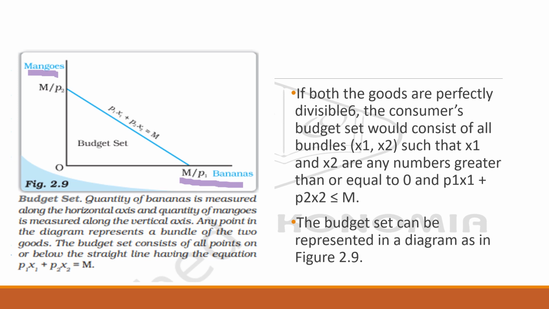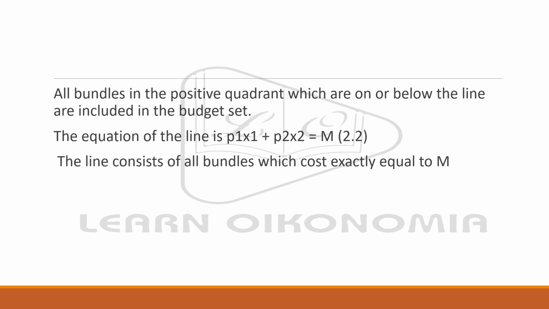If both the commodities that we have in question are perfectly divisible, the consumer's budget set would consist of all the bundles x1, x2, such that x1 and x2 are any numbers greater than or equal to 0. So that we can say this thing, p1x1 plus p2x2 is less than or equal to m. Okay. Either you would be utilizing your full money income to purchase the commodities, or else you will be utilizing less than your income to purchase the commodity.